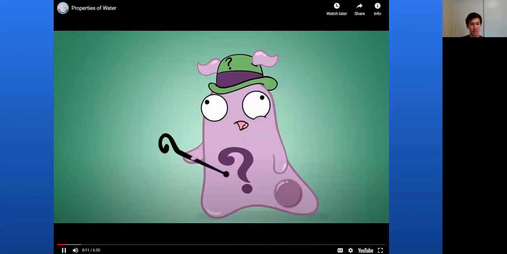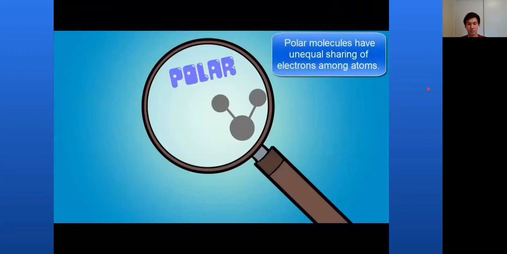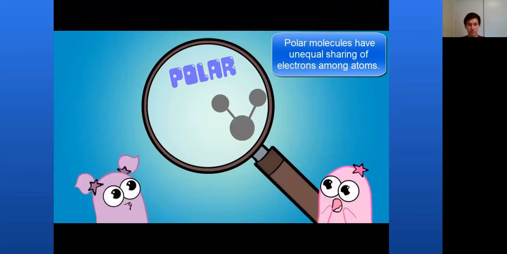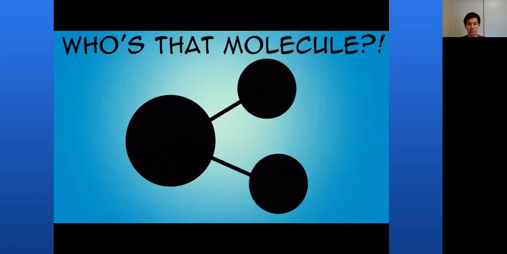Okay, not really a riddle. We're bad at riddles, but more like clues about our favorite molecule. It's polar. It's shaped like an outstretched V. Its properties are awesome. And it makes up 3/4 of the surface of the Earth. That one always gives it away. Our favorite molecule is water.